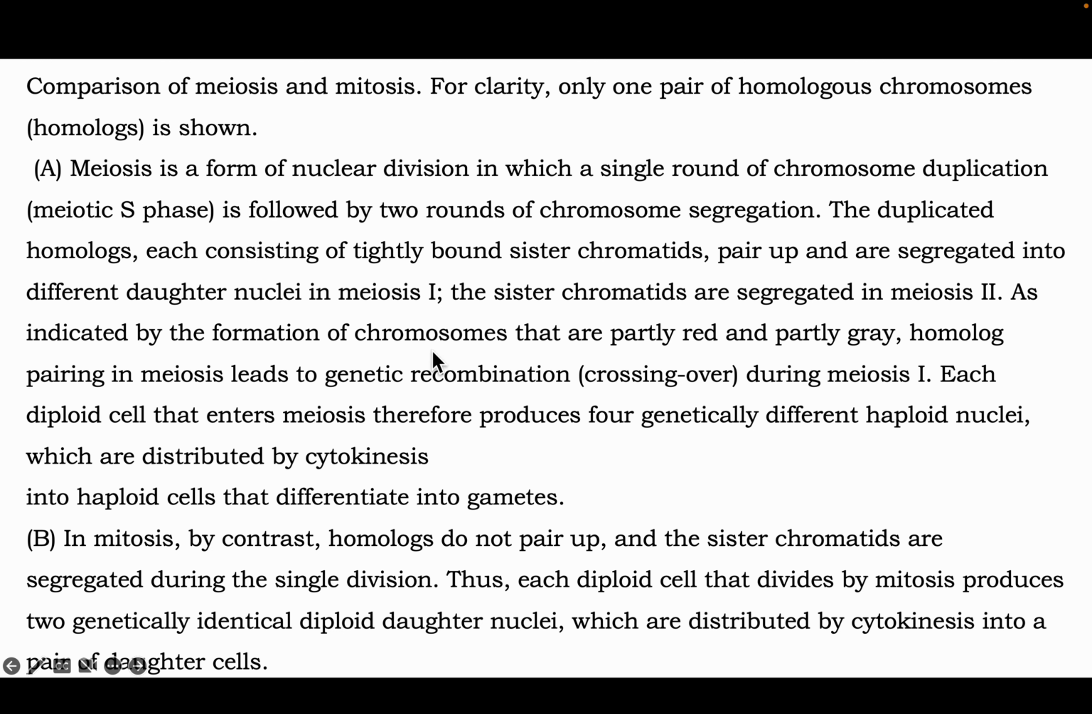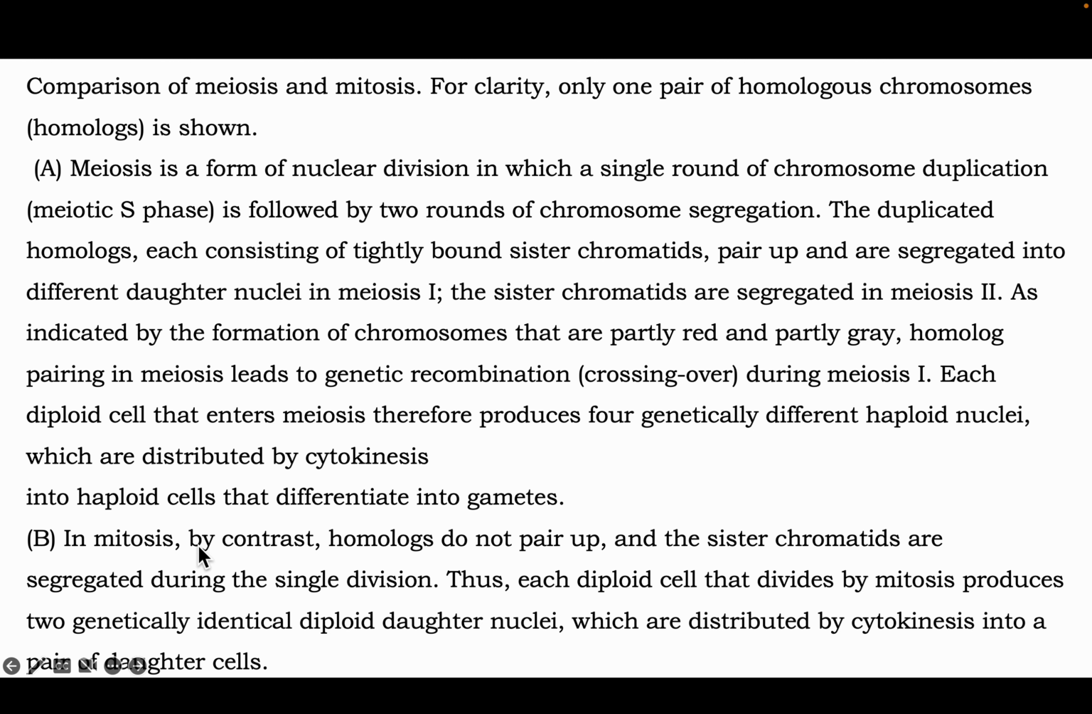What will happen in meiosis 1? There will be genetic recombination, also called crossing over. So each diploid cell that enters into meiosis therefore produces four genetically different haploid nuclei, which are distributed by cytokinesis into haploid cells that differentiate into gametes.